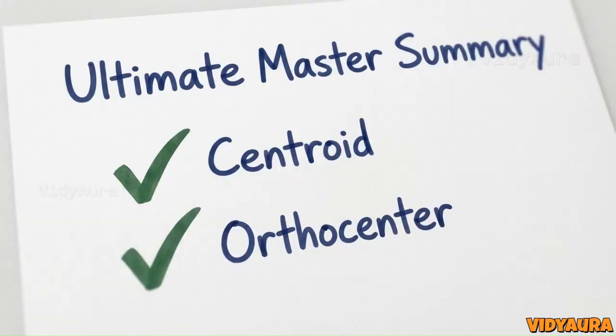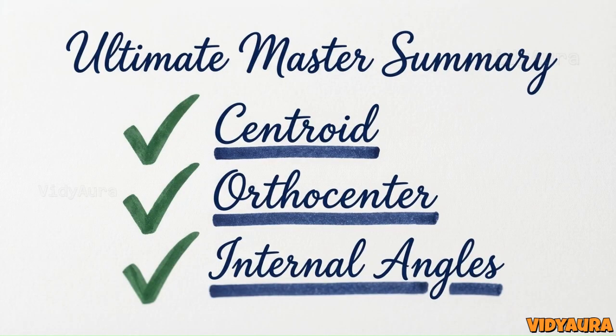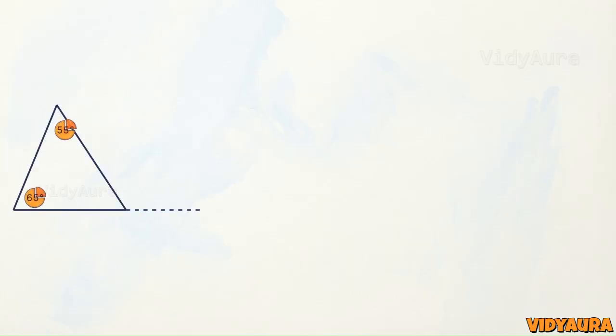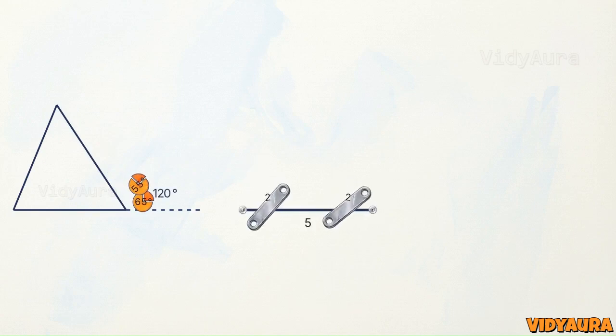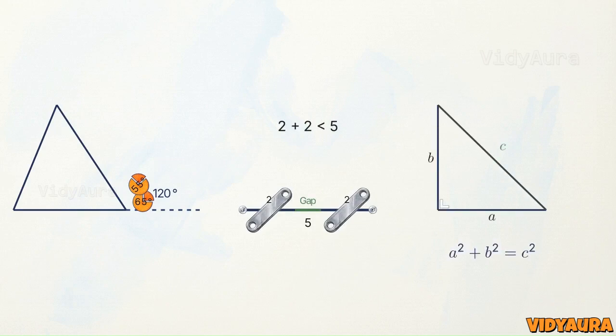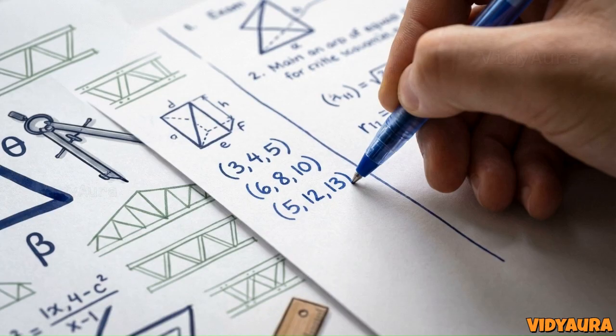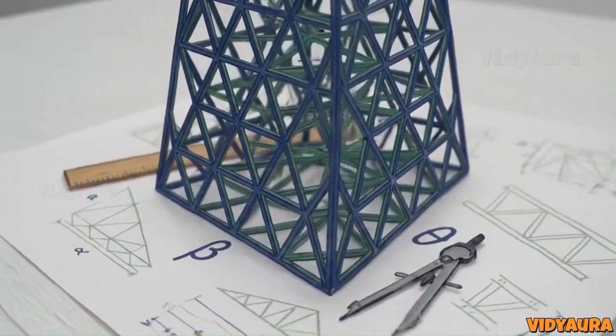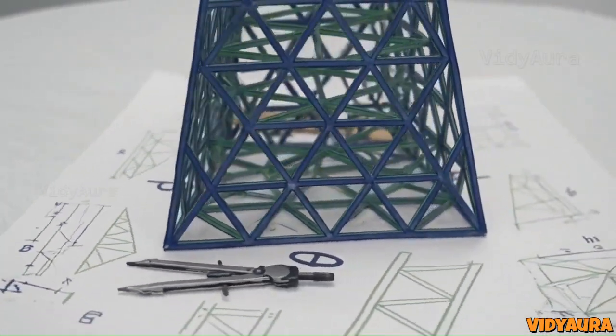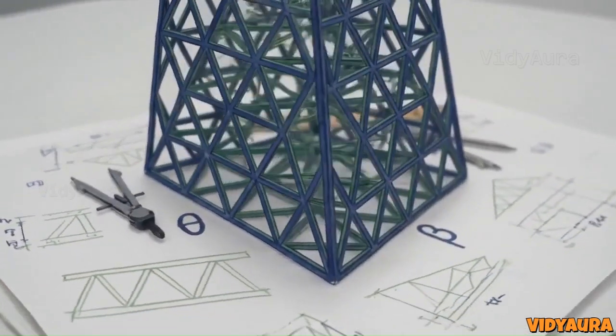First, the centroid is the meeting point of medians, while the orthocenter is the meeting point of altitudes. Second, the internal angles of any triangle will always sum to 180 degrees. Third, remember that exterior angles equal the sum of opposite interiors, and for any triangle to exist, the sum of two sides must exceed the third. Finally, for right triangles, use a squared plus b squared equals c squared. To increase your speed during exams, it is helpful to memorize common Pythagorean triplets, like the 3-4-5 ratio we used for the ladder problem. By applying these properties, you have the blueprint to analyze and solve any triangle problem in geometry or engineering.